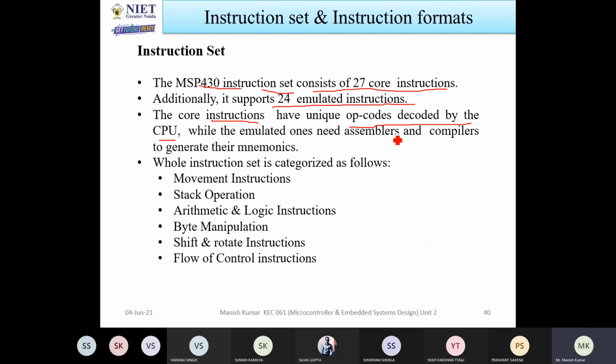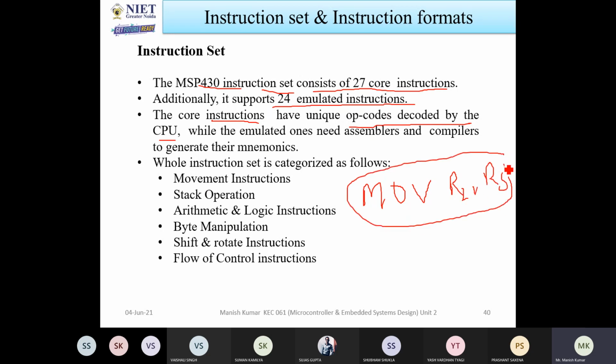Now what is the meaning of opcodes? When you write programs with these instructions and store them in memory, let us consider the case of 8051, where you write MOV R2, R5. But when you look in the memory, you are not able to see this MOV R2, R5. You can see the hex code of these instructions. That hex code is called the opcode for that particular instruction. So every core instruction has a unique opcode.